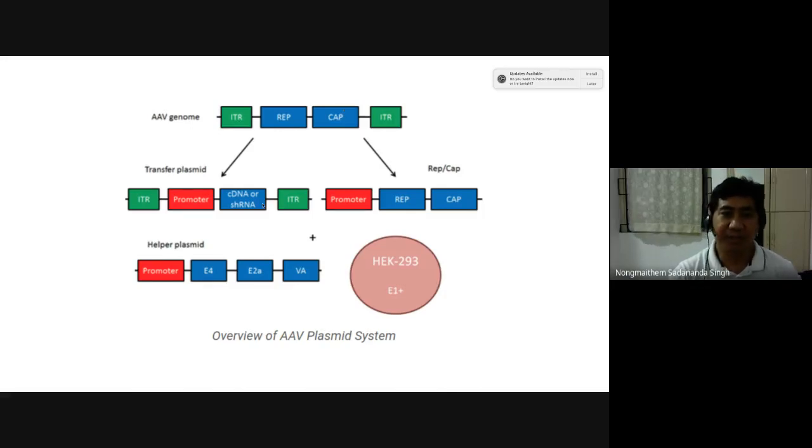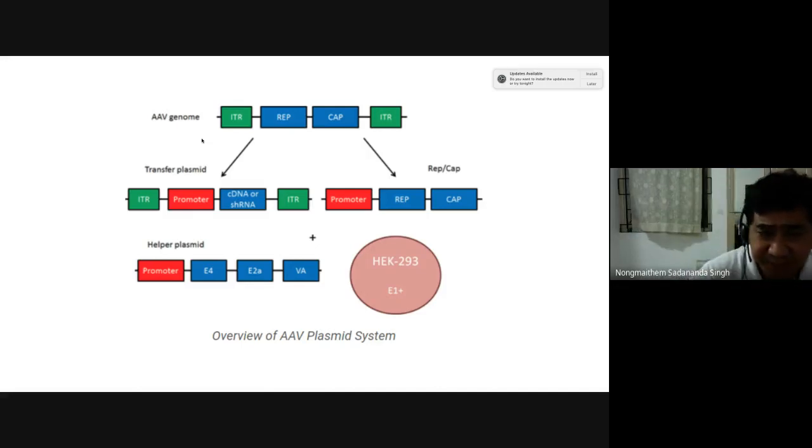It requires adenoviral proteins, such as E4, E2A, and VA, for its replication inside the cell. Another requirement is E1, so HEK293, which has E1. E1 is kind of a receptor requirement for adenoviruses, because if you have to put adenovirus together with the adeno-associated virus, this is required for the entry of the viruses. So the cell line should have that E1 marker for the entry of AAV.